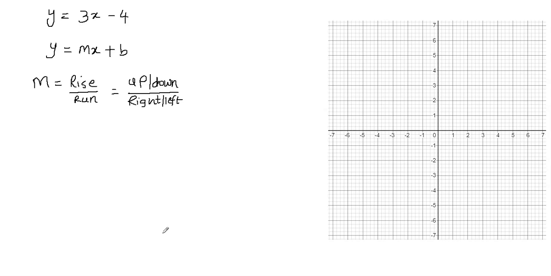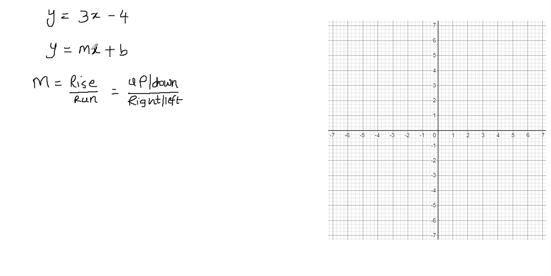Hi, in this video we'll learn how to graph an equation of a line in slope-intercept form. You see that my equation y equals 3x minus 4 is in slope-intercept form because the slope-intercept formula is y equals mx plus b, and my equation matches with the slope-intercept formula.